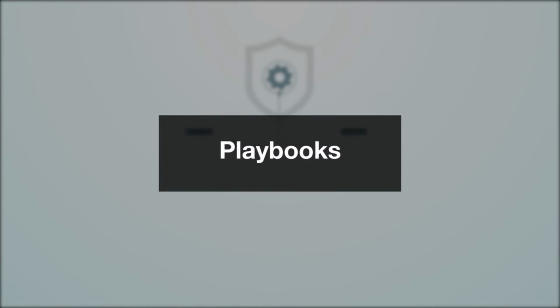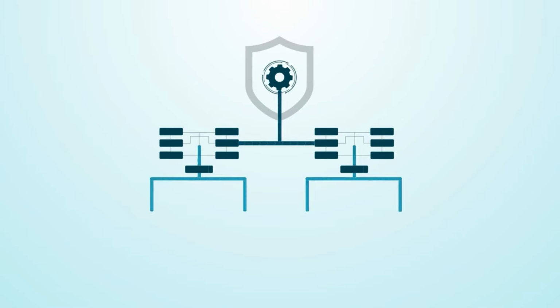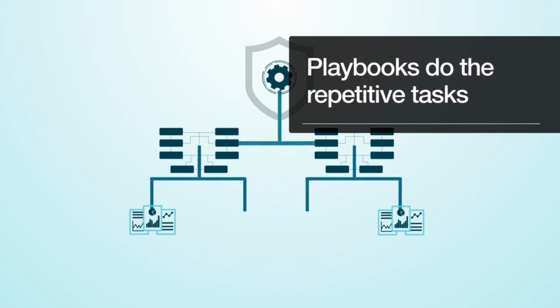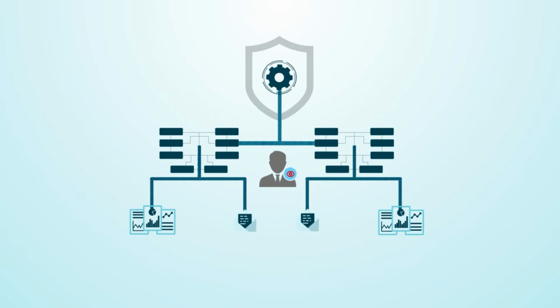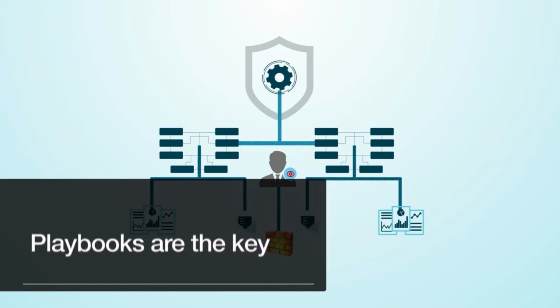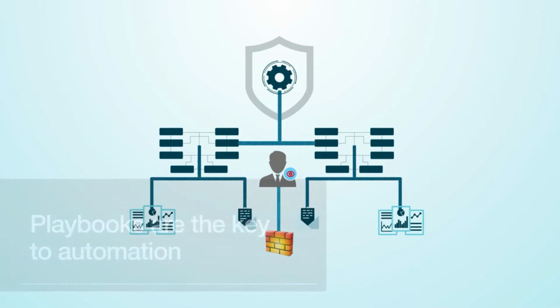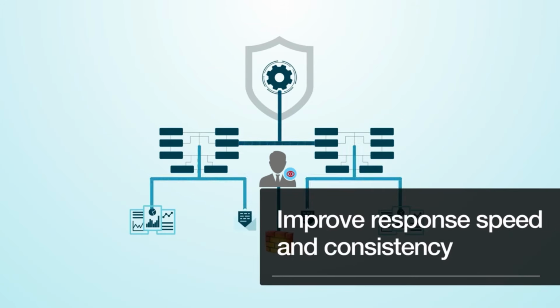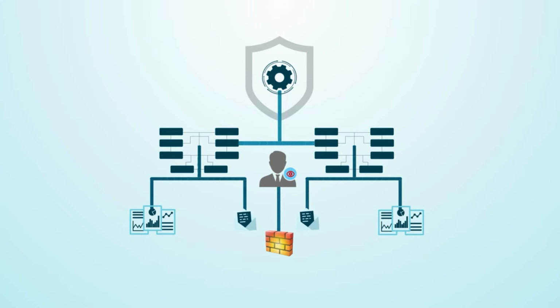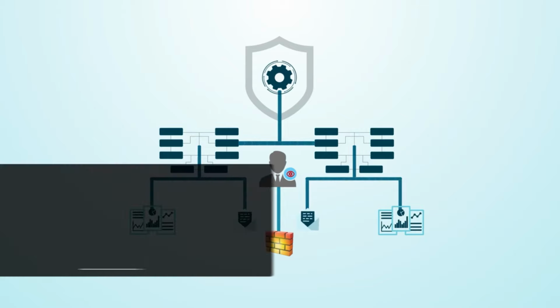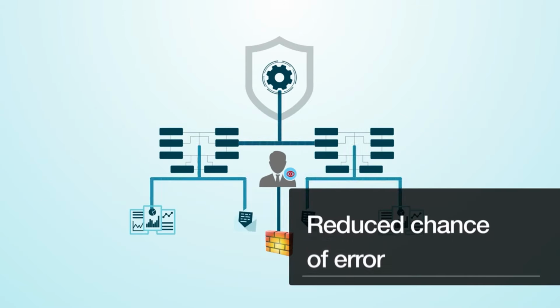Let's explain playbooks in more detail. Teams use playbooks, sometimes called workflows, as a way to respond to alerts or incidents the same way every time. Playbooks work in unison with security teams by taking the steps an analyst would typically implement when responding to an incident. Playbooks do the repetitive tasks, such as compiling data into a report or sending emails, and can pause when human oversight is needed, such as to implement a firewall block. Playbooks are the key to the automation capability of SOAR, allowing teams to improve their response speed and consistency, while maintaining human authority over the process. Ultimately, using a playbook can lead to reduced analyst workload and reduced chance of error.